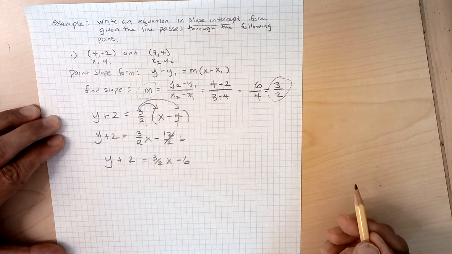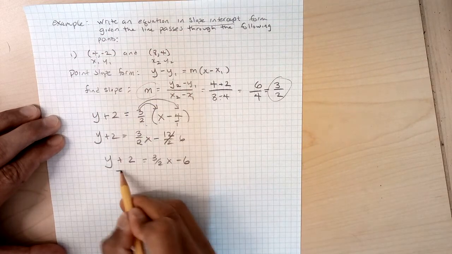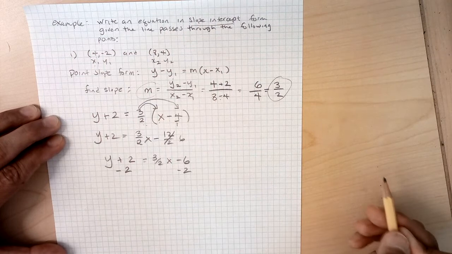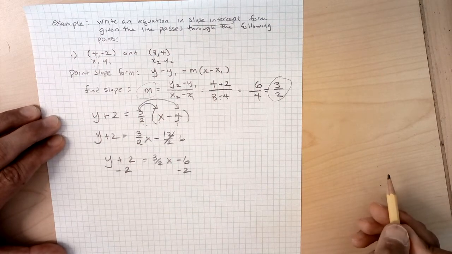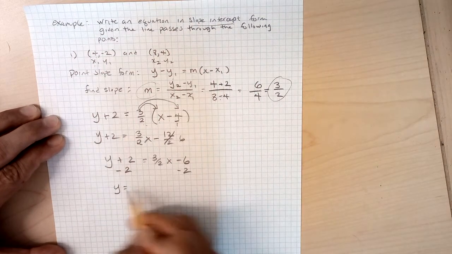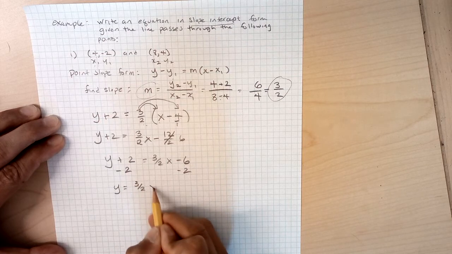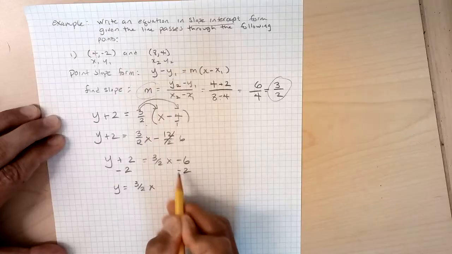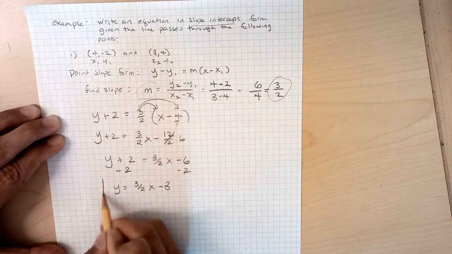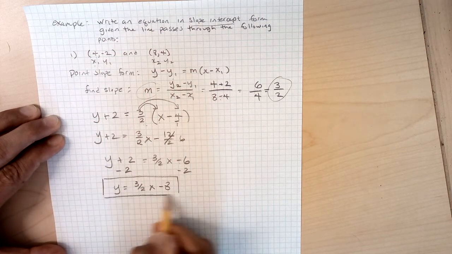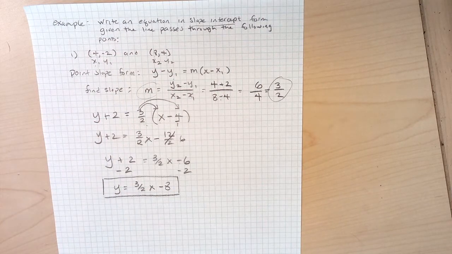And then to put this in slope-intercept form, y equals mx plus b, we have to solve it for y, which means subtract 2 from each side. On the right side, you can only subtract 2 from 6. Then it's y equals 3/2 x. -6 minus 2 is -8. So 3/2 x minus 8. That's the equation in slope-intercept form.